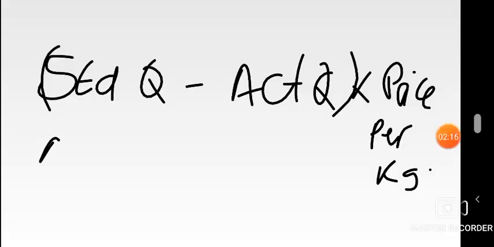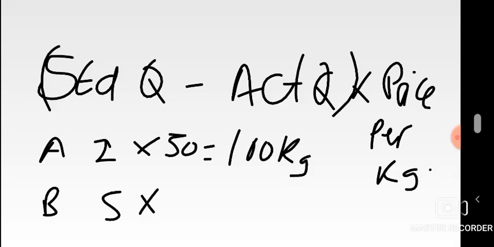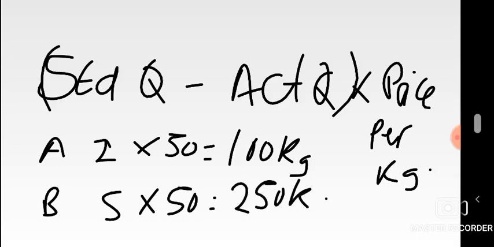So you've got material A and B, and there was 2 and 5. Now you're trying to convert these 50 units to see how many kgs it should have used. For A, they should have used 100, and for B, they should have used 250. So those are your standard quantities.